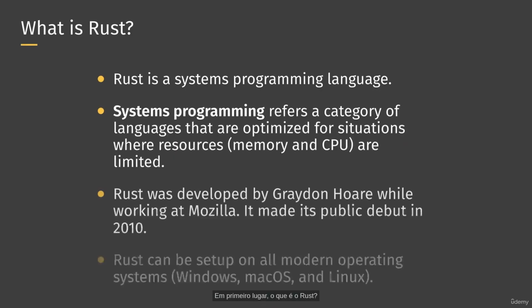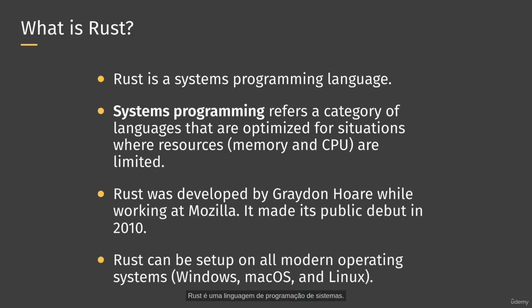So first up, what is Rust? Rust is a systems programming language. Systems programming refers to a category of languages that are optimized for situations where resources are limited. When we refer to resources, we mean the computer's memory and CPU. We'll discuss those terms in greater depth later.